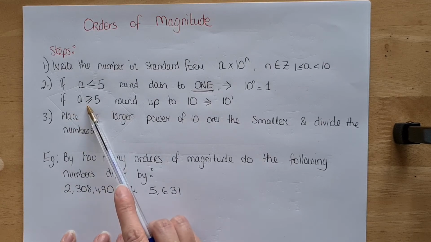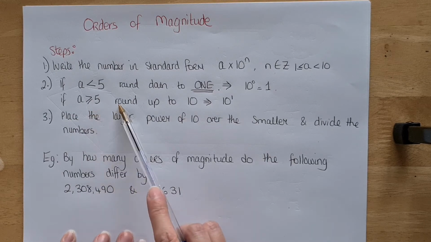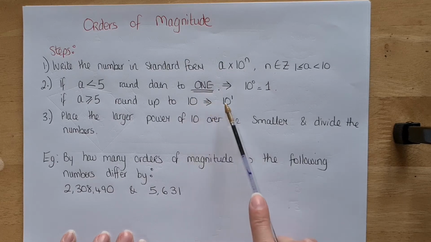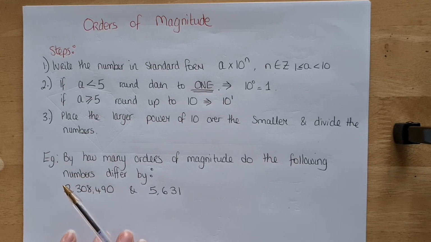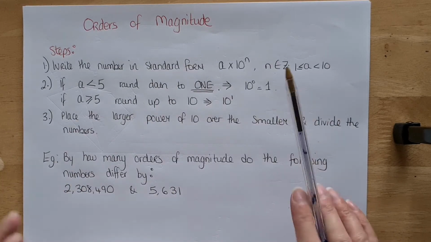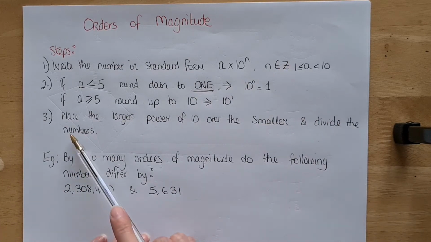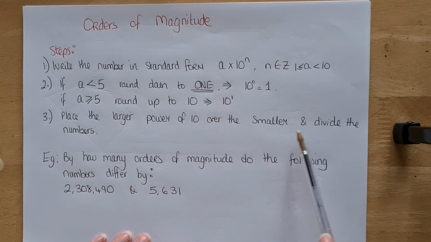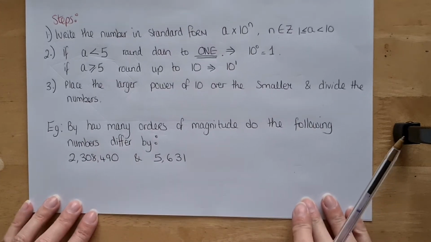If a is equal to 5 or above 5, you would round the number for a up to 10, because 10 on its own is the same as 10 to the power of 1. After you've done that, you'll tidy it up. You'll write the whole number as a power of 10. You will then place the larger power of 10 all over the smaller power of 10 and divide the two numbers. Okay? So let's look at the first example.